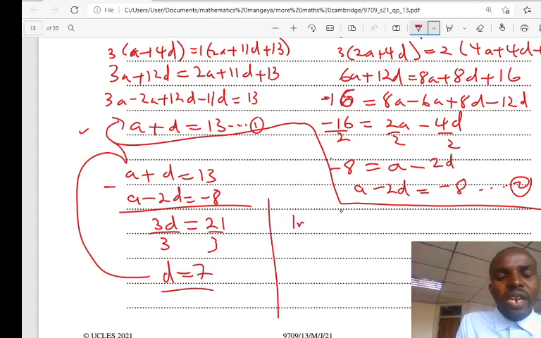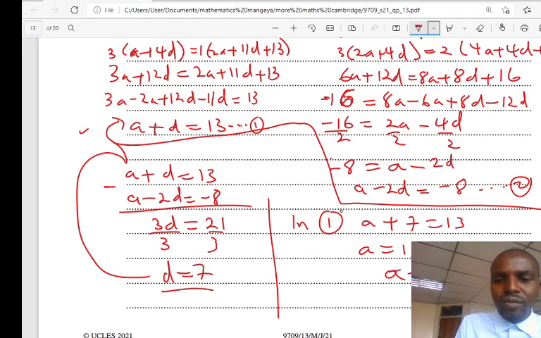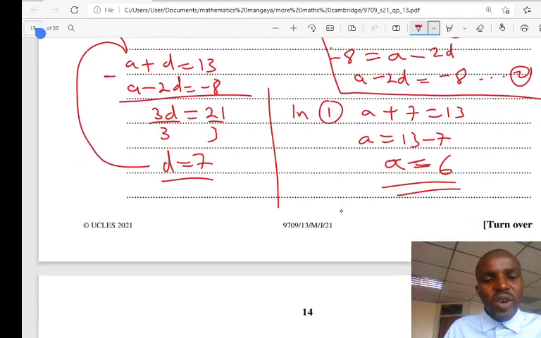I can say in equation 1, a plus d, where there's d I put 7, is equal to 13. Then a is equal to 13 minus 7. 13 minus 7 is what? Is 6. So a is equal to 6 and d is equal to 7. Then you can say you are done, right?